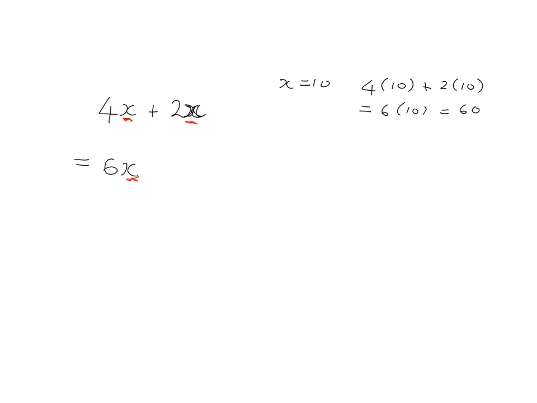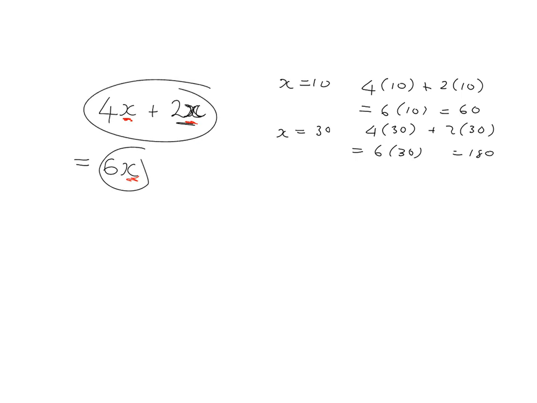which is 60. And if we put in x is equal to 30, you're going to have exactly the same story. You've got 4 30s for 4x, and 2 30s, which is 2x. How many 30s do you have in total? You've got 6 30s in total, and that's 180. So you can see these are equivalent expressions. You can combine the 4x and the 2x to make 6x, and that is because 4x and 2x are like terms. They've got exactly the same variable.